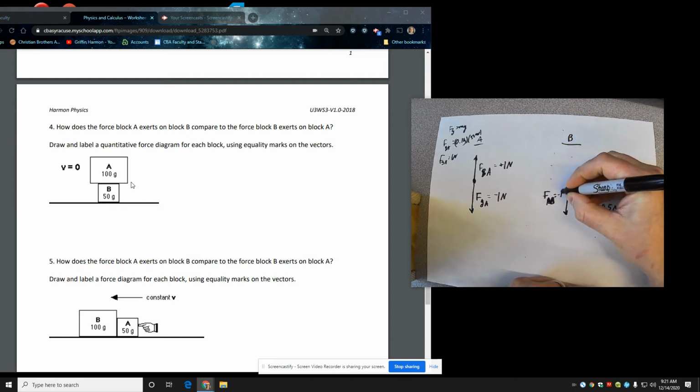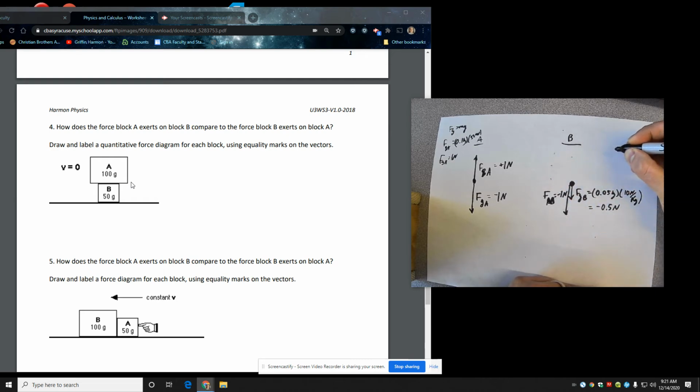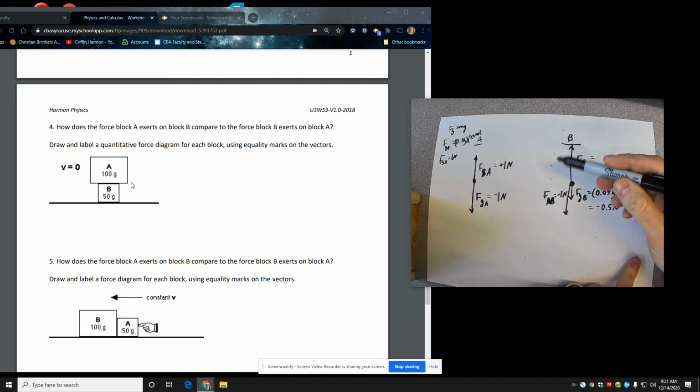-1 newton. All right, so then I'm going to call the force supporting B the normal force. FN on B, FNB I'll call it. That's going to have to be equal to, well, everything's got to be balanced, so total pulling up has to equal total pulling down.